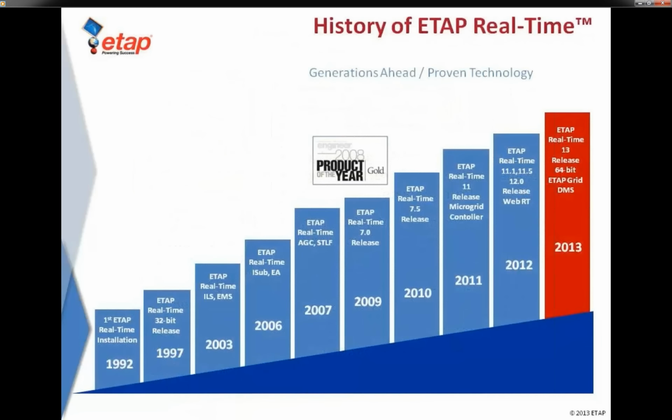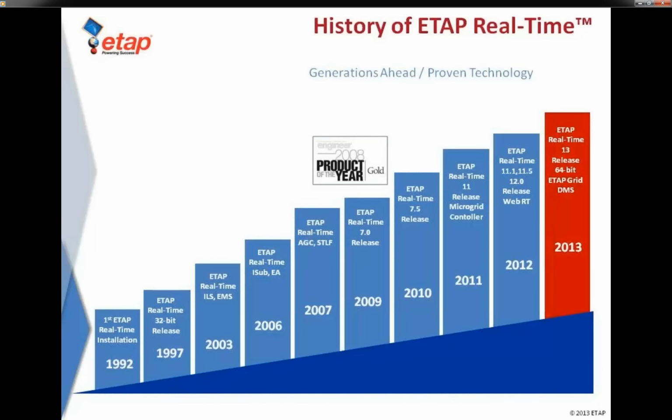ETAP Real-Time is a proven technology first deployed in a refinery in 1992. As automation technologies have progressed, the infrastructure cost to deploy an ETAP Real-Time solution has greatly reduced. Back in 2008, it was selected as Product of the Year by Consulting Engineer magazine. As you can see, we have made steady increases in delivering more and more functionality.